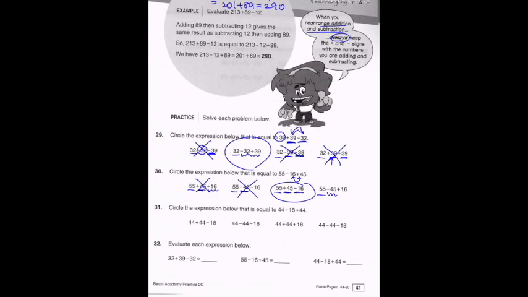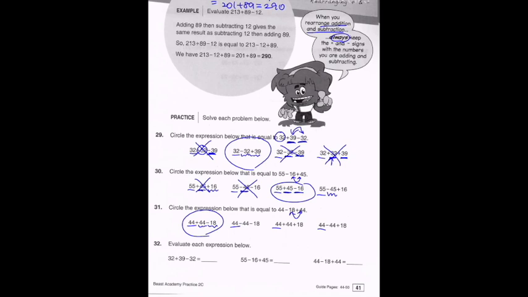Now we'll take a look at problem 31 together. So it says, circle the expression below that is equal to 44 minus 18 plus 44. Again, the number that we're starting with is 44. So we're going to pay attention to these two numbers. So 18 should be subtracted and 44 should be added. Now for the first option, 44 is being added and 18 is being subtracted, so this expression would be the correct one.